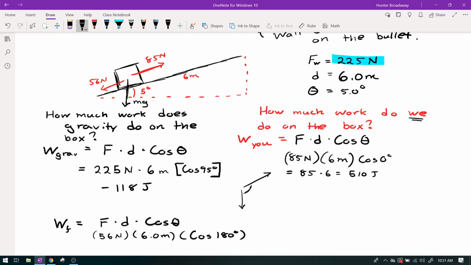Does it come out negative? Try it. What's the cosine of 180? It's like 1? What do you mean?